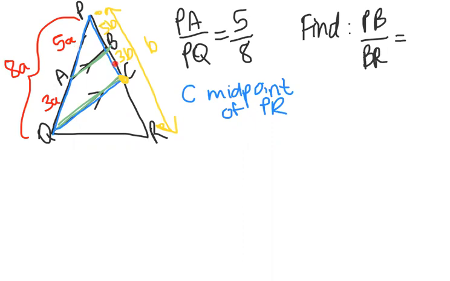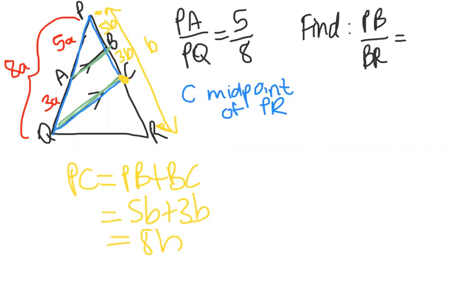But keep in mind, C is the center, so PC equals CR, and PC equals PB plus BC, which equals 5B plus 3B, which equals 8B.